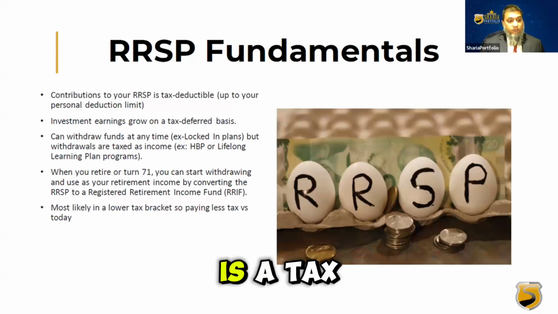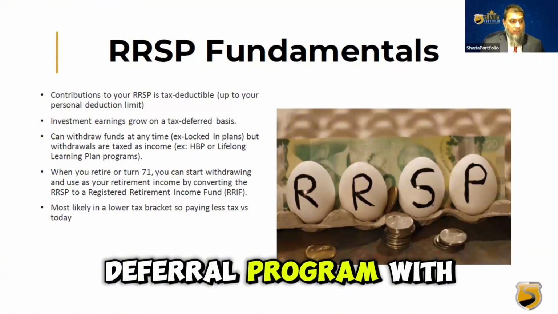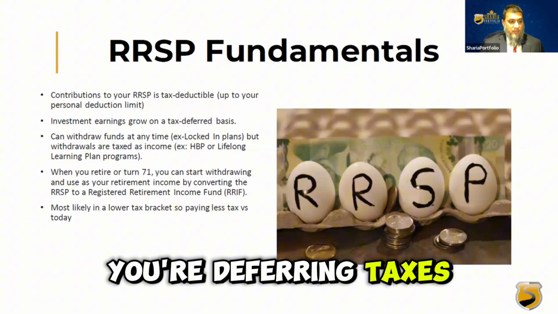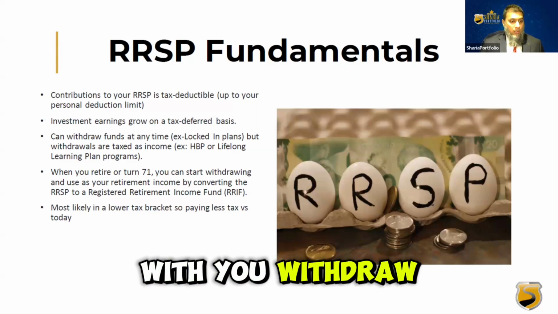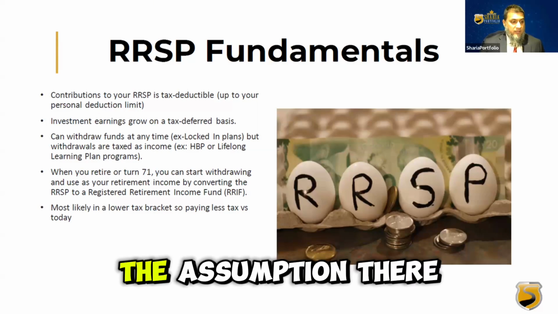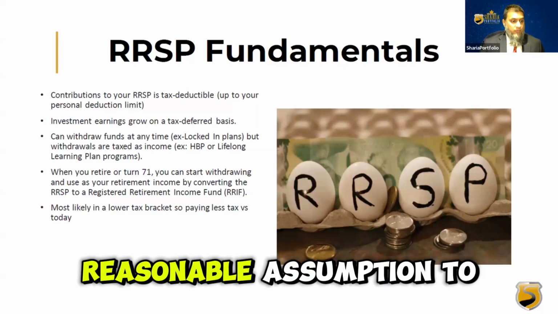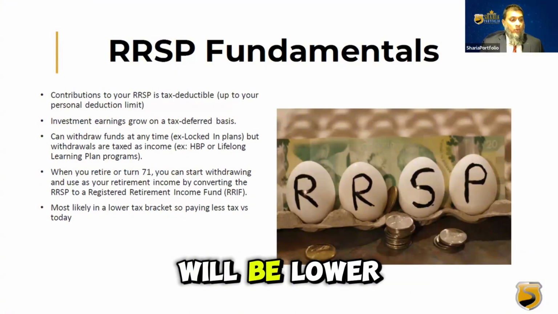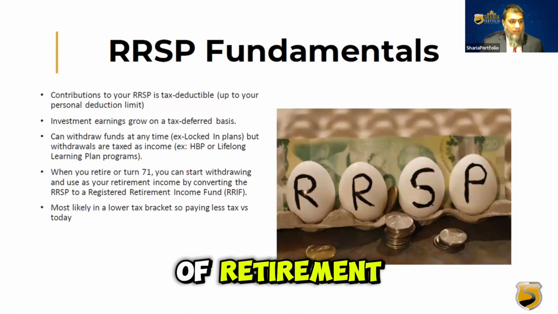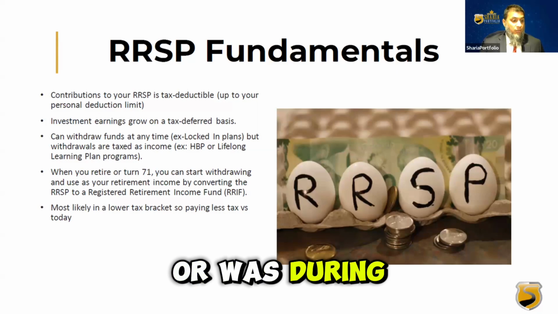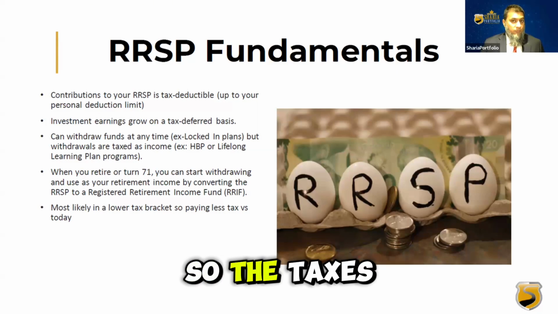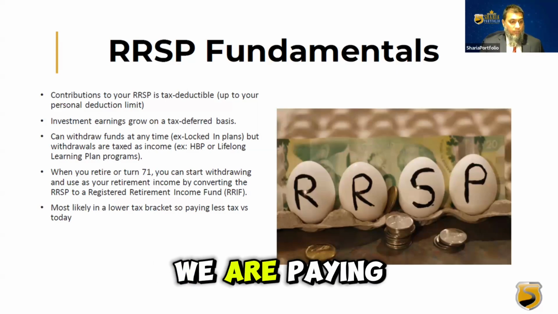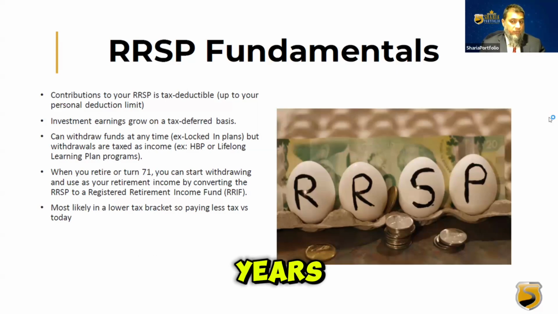So it is a tax deferral program with an RRSP. It's not tax exemption, it's tax deferred. You're deferring taxes until you withdraw at the age of retirement. The assumption there, which is a reasonable assumption to make, is that our income tax bracket will be lower at the age of retirement than it was during our working years. So the taxes that are deferred should be less than those that we are paying now during our working years.